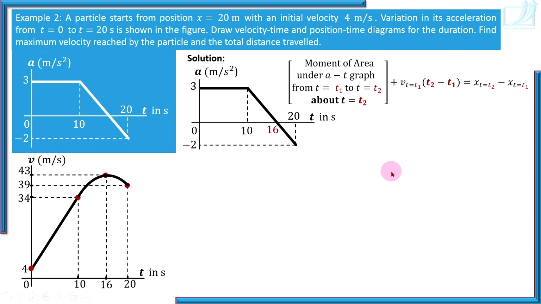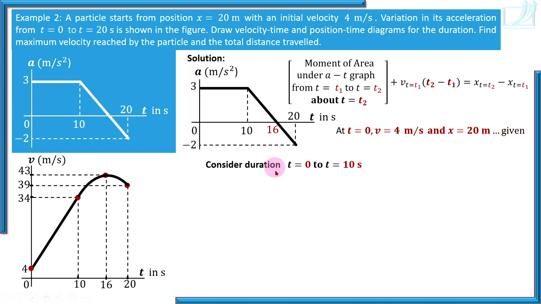What information we have? At t equal to 0, v is 4 meters per second and x is 20 meters. So at t equal to 0, x is 20. So first duration, the time instant at which position is known and instant at which position to be found out. So 0 to 10 seconds. Moment of area. What is area? 10 into 3. That is area. It is rectangular area.